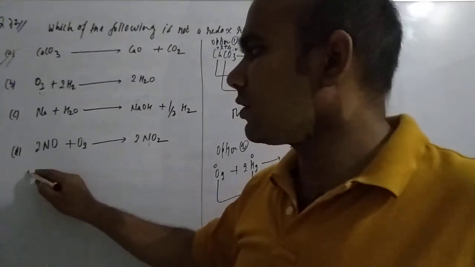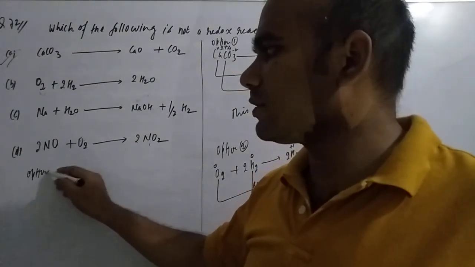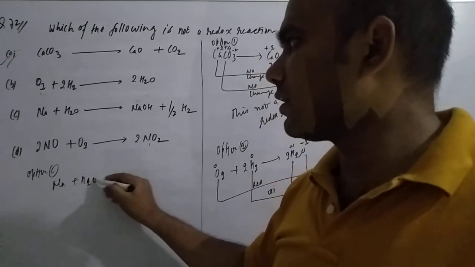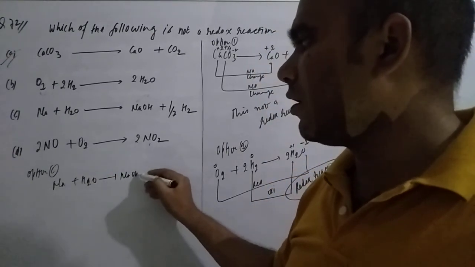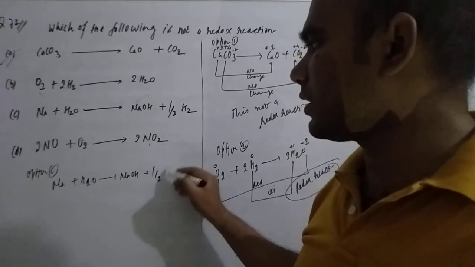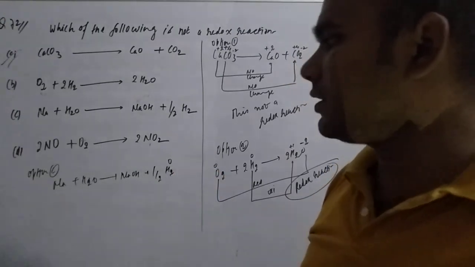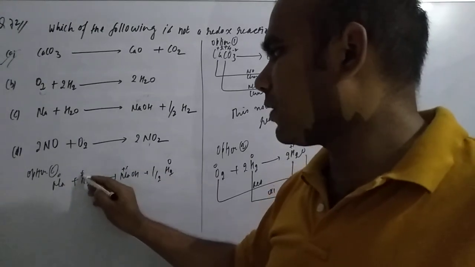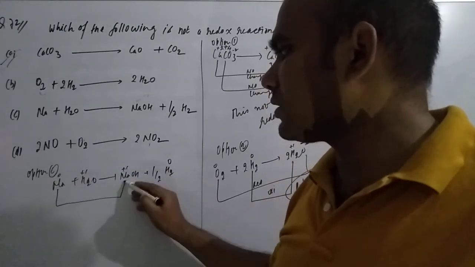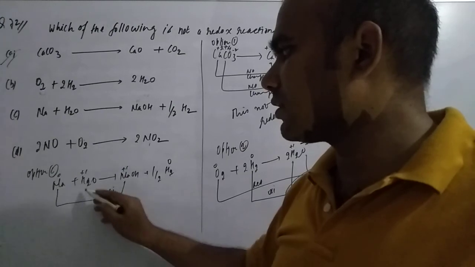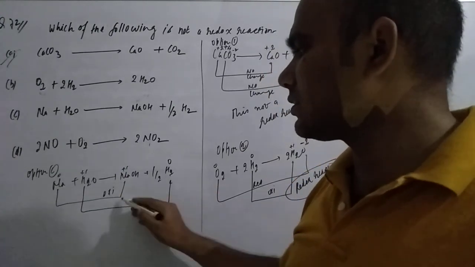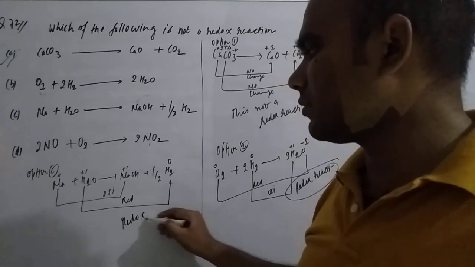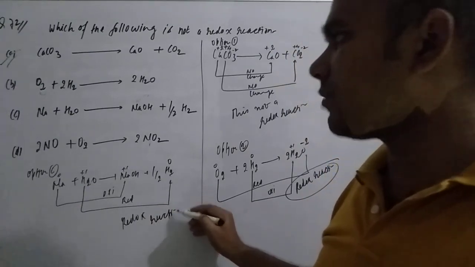If you want to check option number C, student, how to check? Sodium is there and it reacts with water, it will give sodium hydroxide plus half mole of H2. So H2 in free state is 0. Here is +1. Here is 0 and here is +1. So 0 to +1, this is oxidation, and +1 to 0, this is reduction. So this is also a redox reaction.